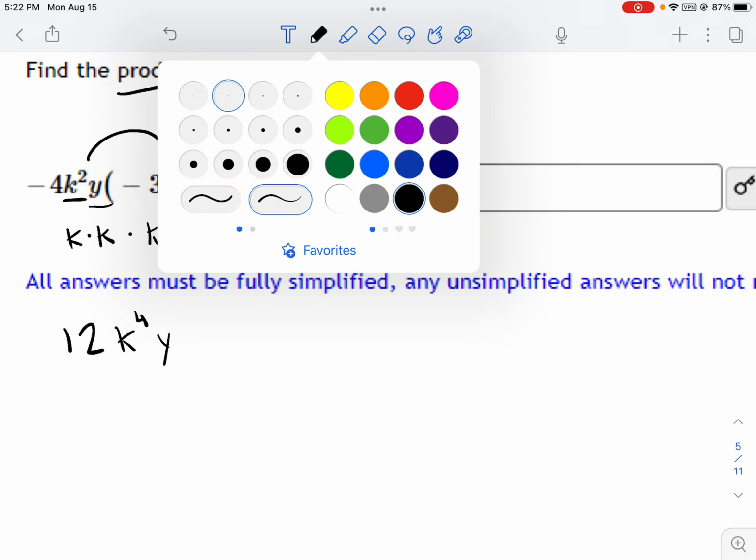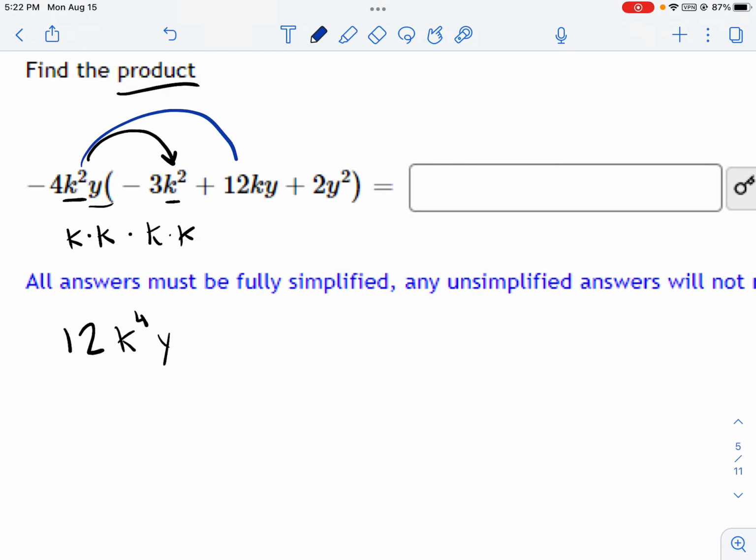Alright, now we move on to the next one. That's going to distribute to our next term here. So negative 4 times positive 12 is negative 48. Here we have 2k's, here we have 1. So 2k's multiplied to 1k, how many total are there? 3 of them. We have 1y and 1y, which means you have 2 y's.